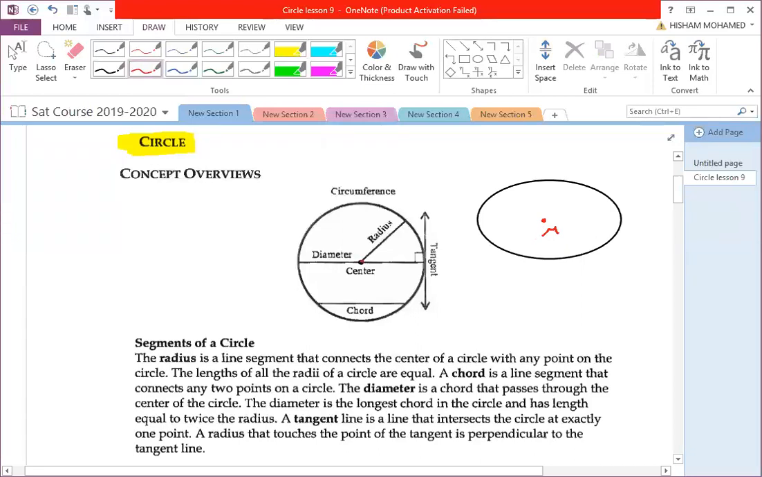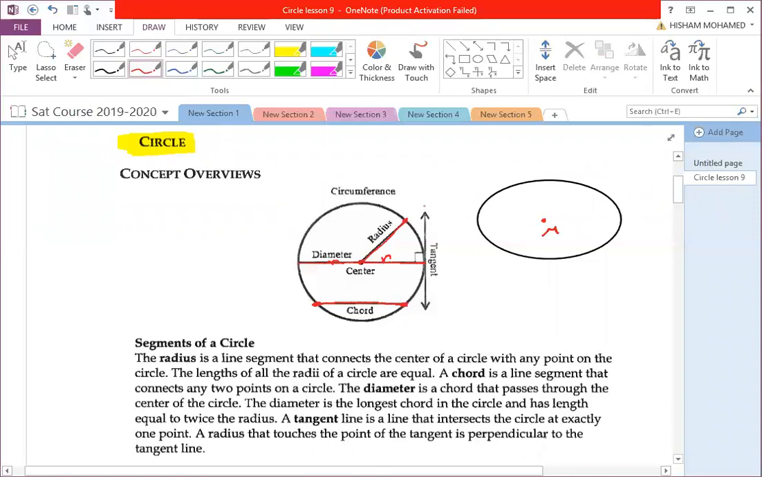The length between the vertex, which is the center, and any point on the circle is called the radius. Chord: it's a line segment joining two points on the circle but not passing through the center. Diameter: it's the line segment joining two points on the circle, it's equal to two radii, and it also passes through the center.